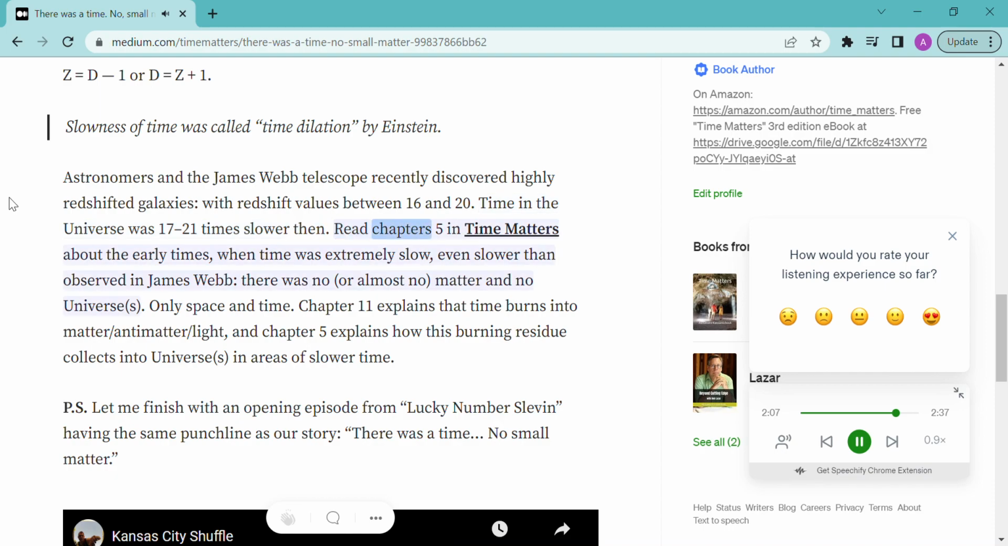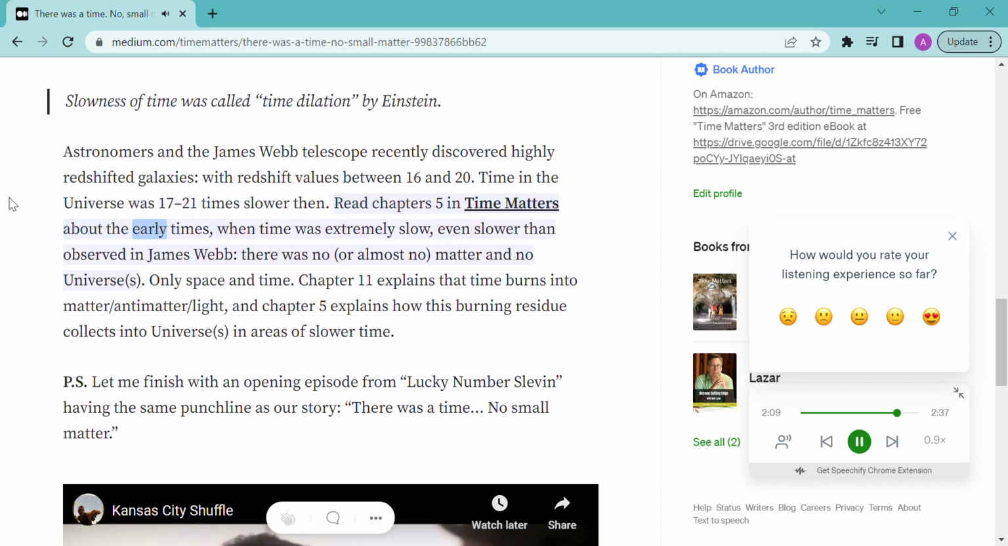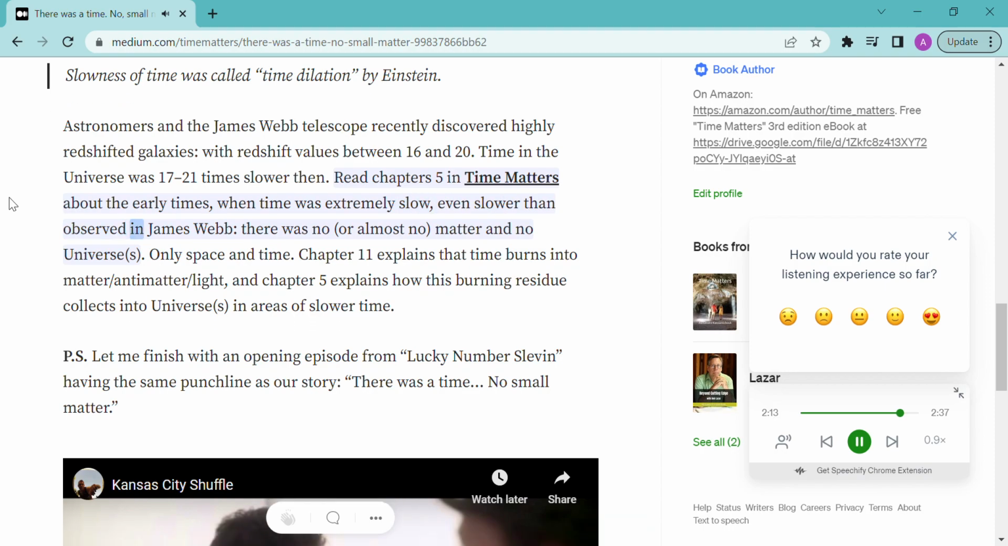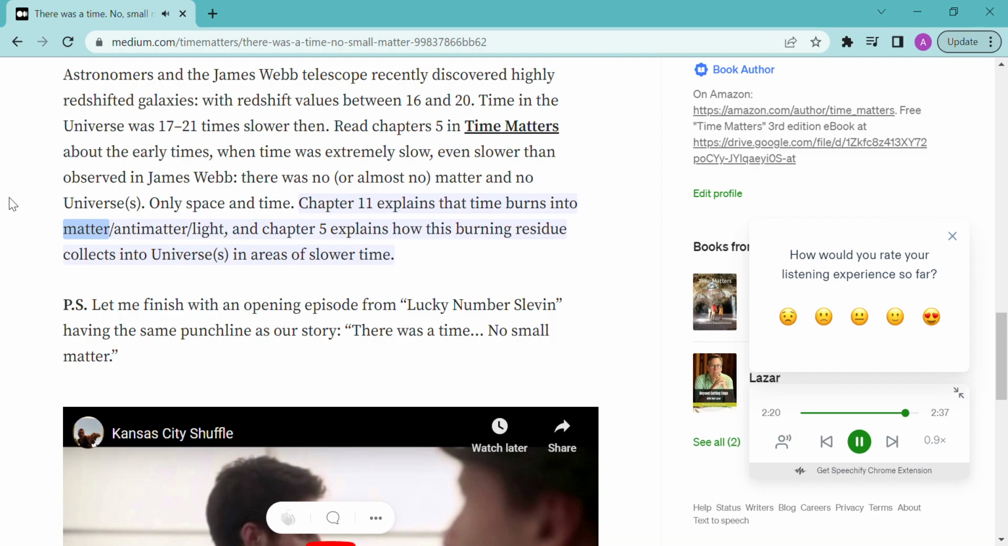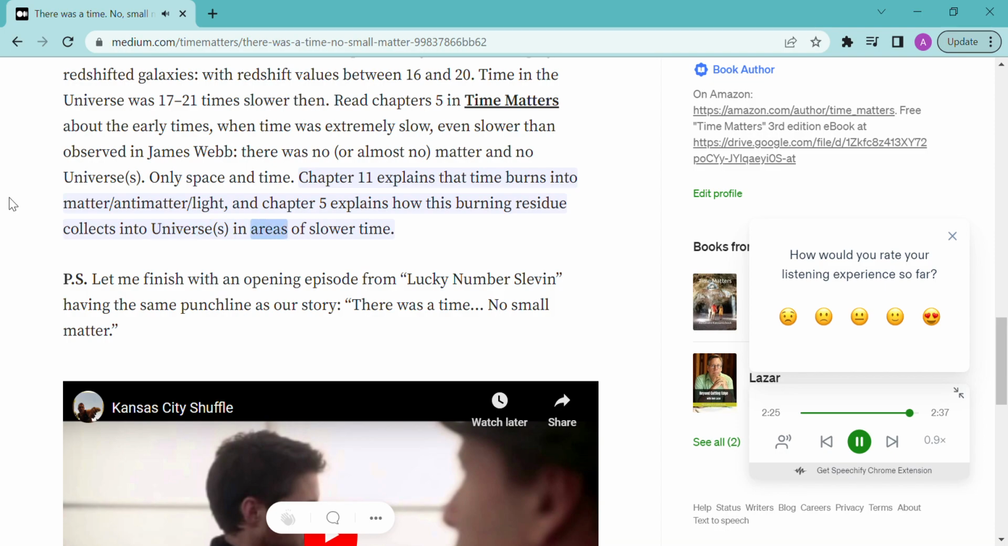Read chapter 5 in Time Matters about the early times, when time was extremely slow, even slower than observed by James Webb. There was no, or almost no, matter and no universes, only space and time. Chapter 11 explains that time burns into matter, antimatter and light, and chapter 5 explains how this burning residue collects into universes in areas of slower time.